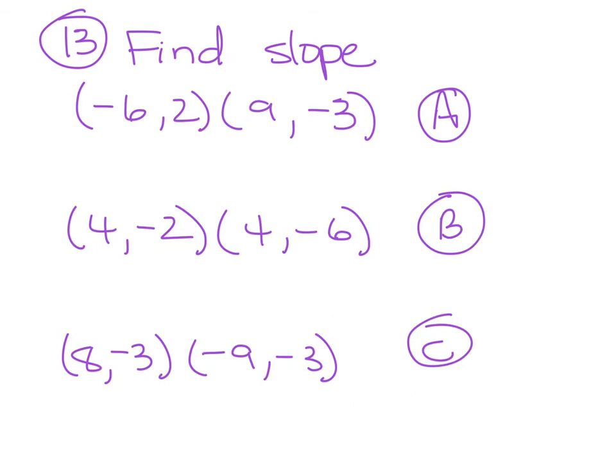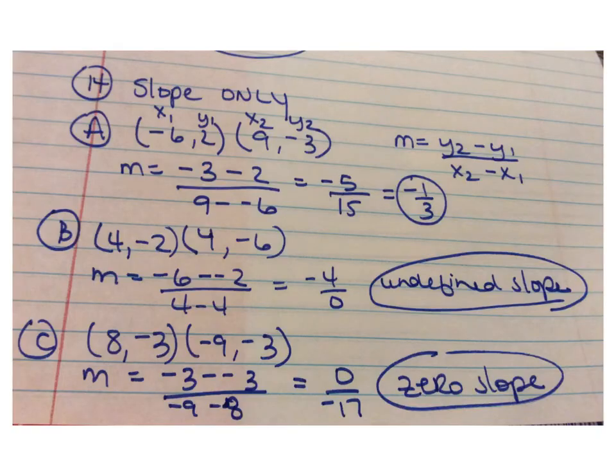Okay, this problem has 3 parts. I have 3 problems I want you to find the slope of. So do all 3 and then come back and check your answers. Okay, sorry, this was problem 14. Alright, so slope, and I'm only doing slope. So just a reminder, the formula is m equals y sub 2 minus y sub 1 over x sub 2 minus x sub 1. And my first problem, I labeled the points for you, x1, y1, x2, y2.